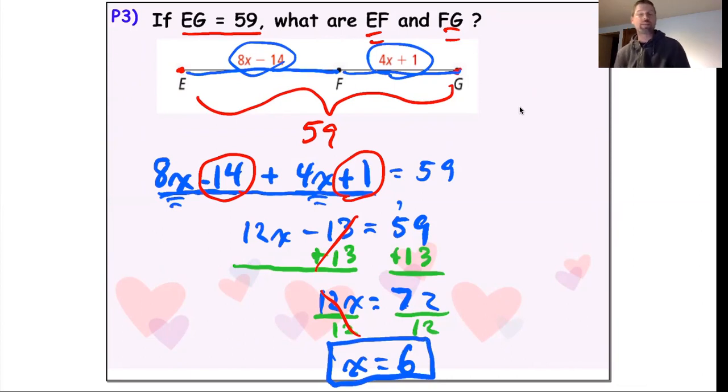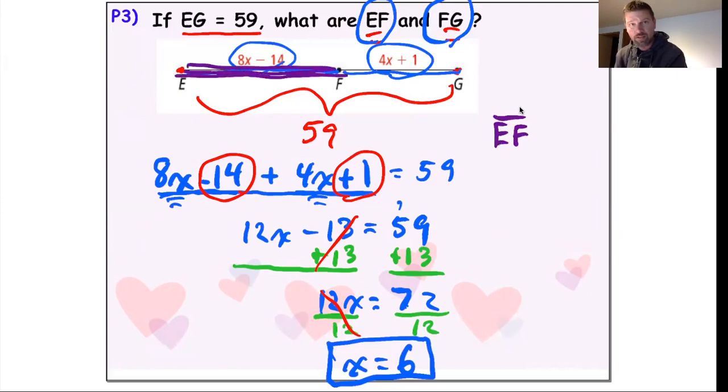One thing with some of these questions is be careful that you go back to the question and read it. Make sure you answered the question. The question asked us what are EF and FG, and I didn't find those yet. I just found that x was 6. So to finish this problem up, let's actually figure out what EF is. I know EF is this distance here. It's 8x minus 14.